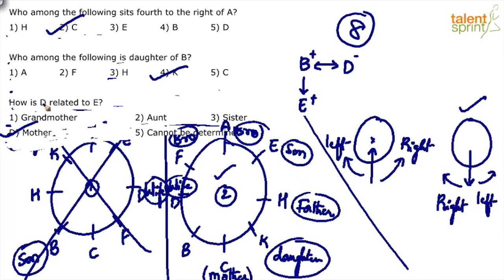The question is, how is D related to E? D is the mother of E. Suppose he says, how is E related to D? E is the son of D. So you have to be careful with that, right?